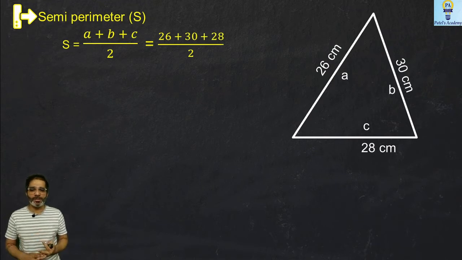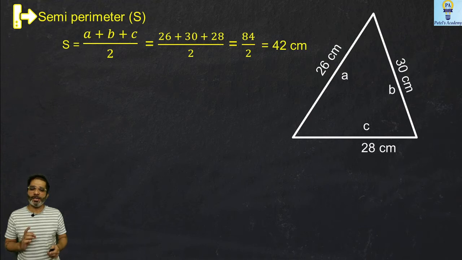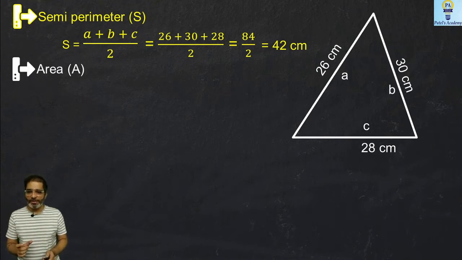That is 26 plus 30 plus 28 upon 2. If I add, I get 84 upon 2, which is 42 centimeters. So I got the value of S, the semi-perimeter, as 42 centimeters. That is the first step. Now the second step is the area of the triangle.